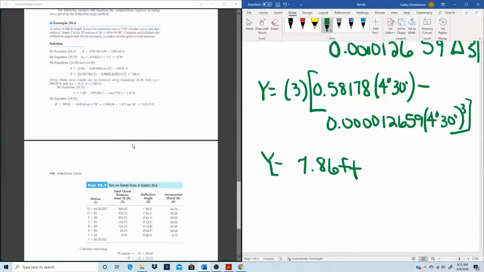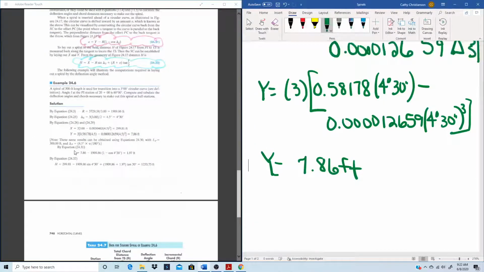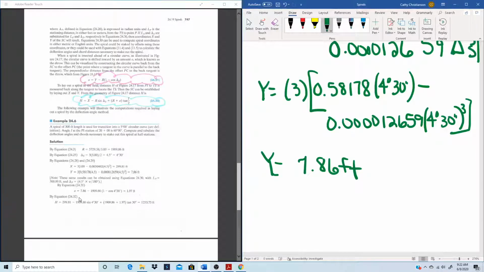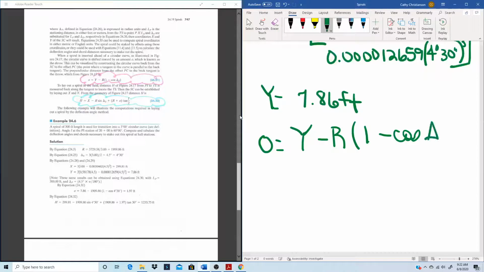Alright, so I did x and y, and we need to solve for the throw. And there's the throw calculations. I'm going to come on down. So we're going to solve for throw. Throw equals the y. I'm going to write the formula first. Y minus r times 1 minus cosine theta s.